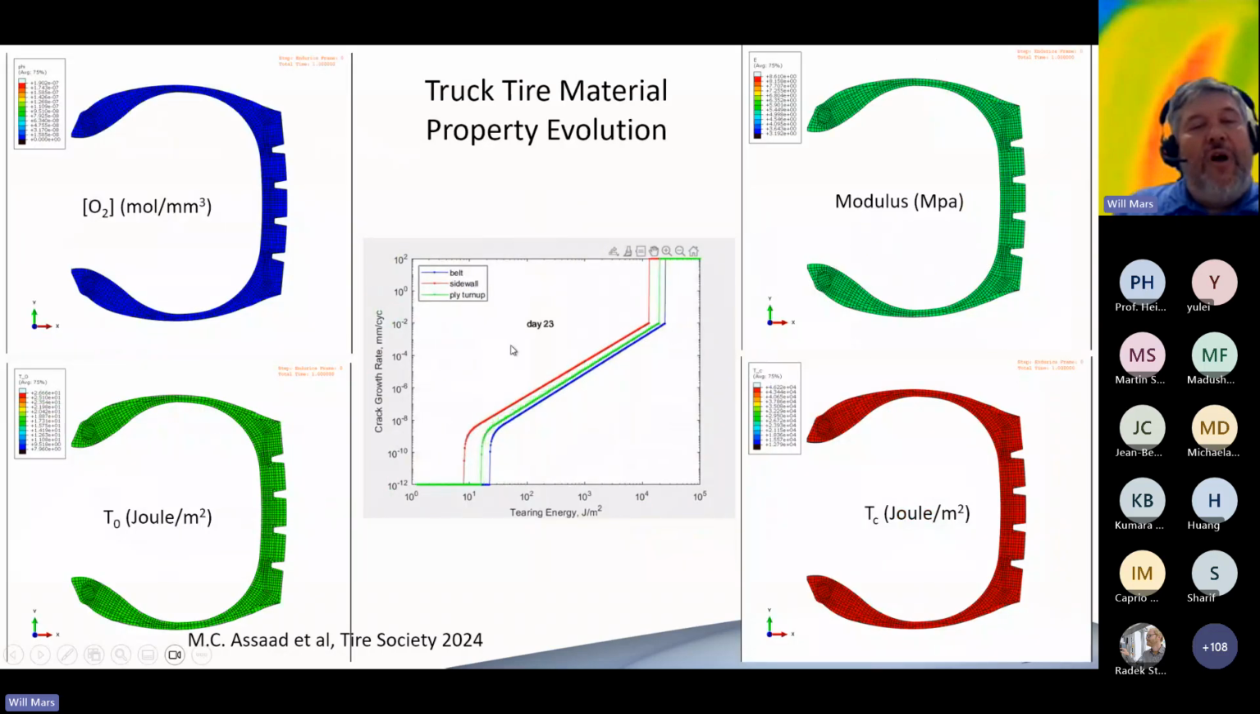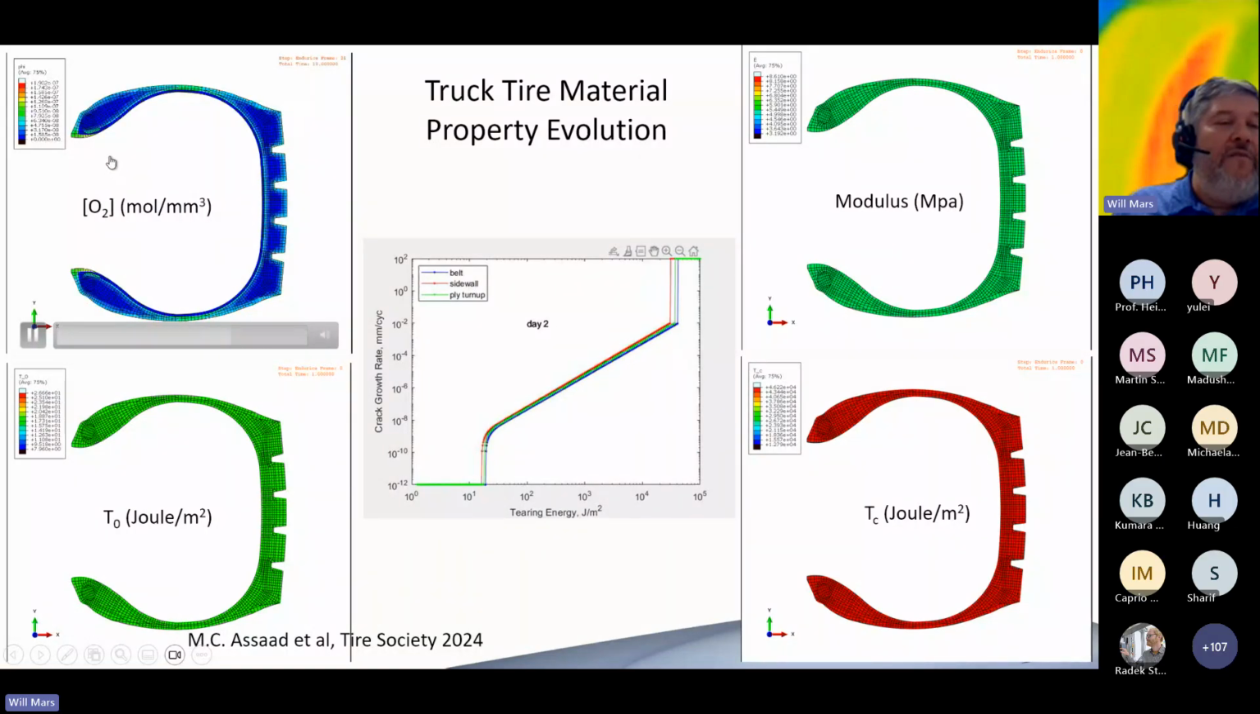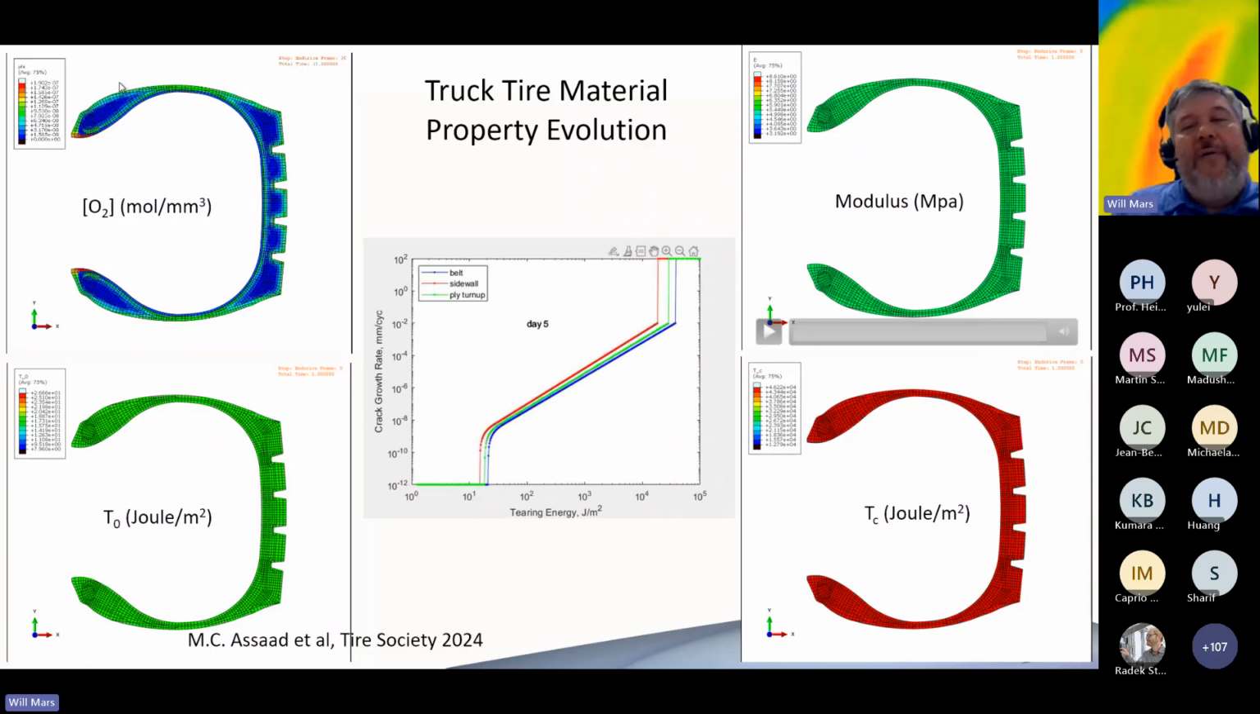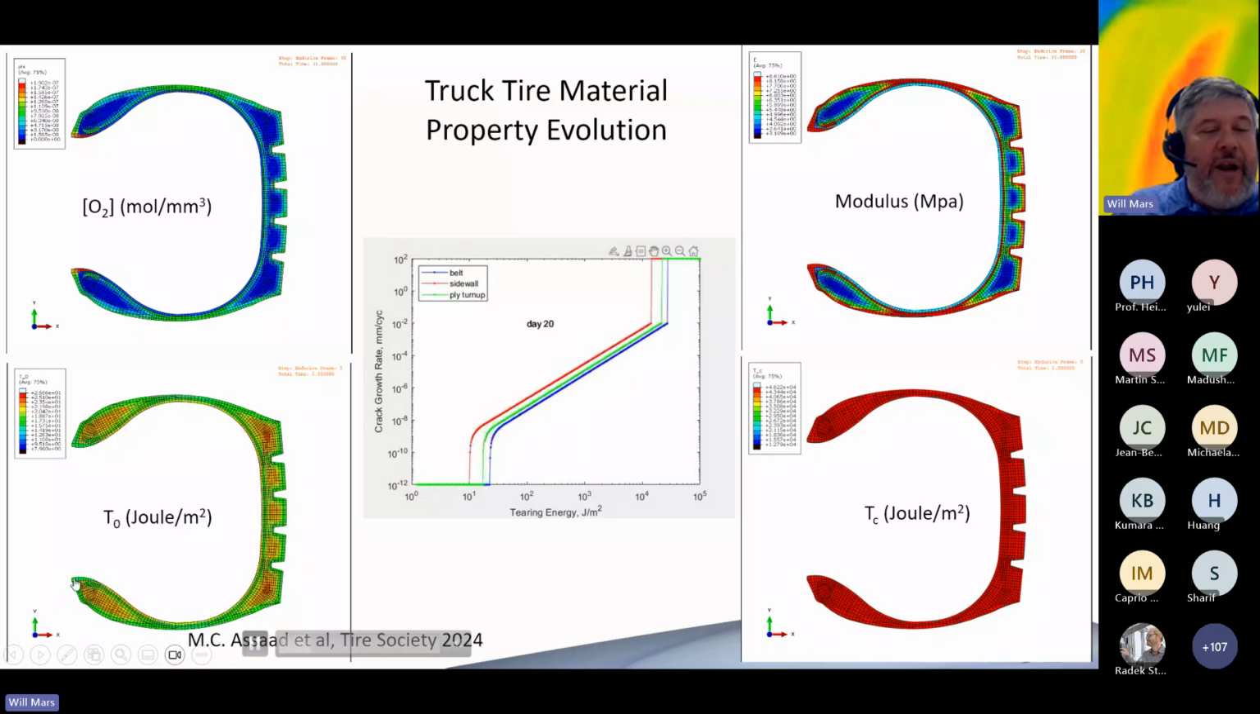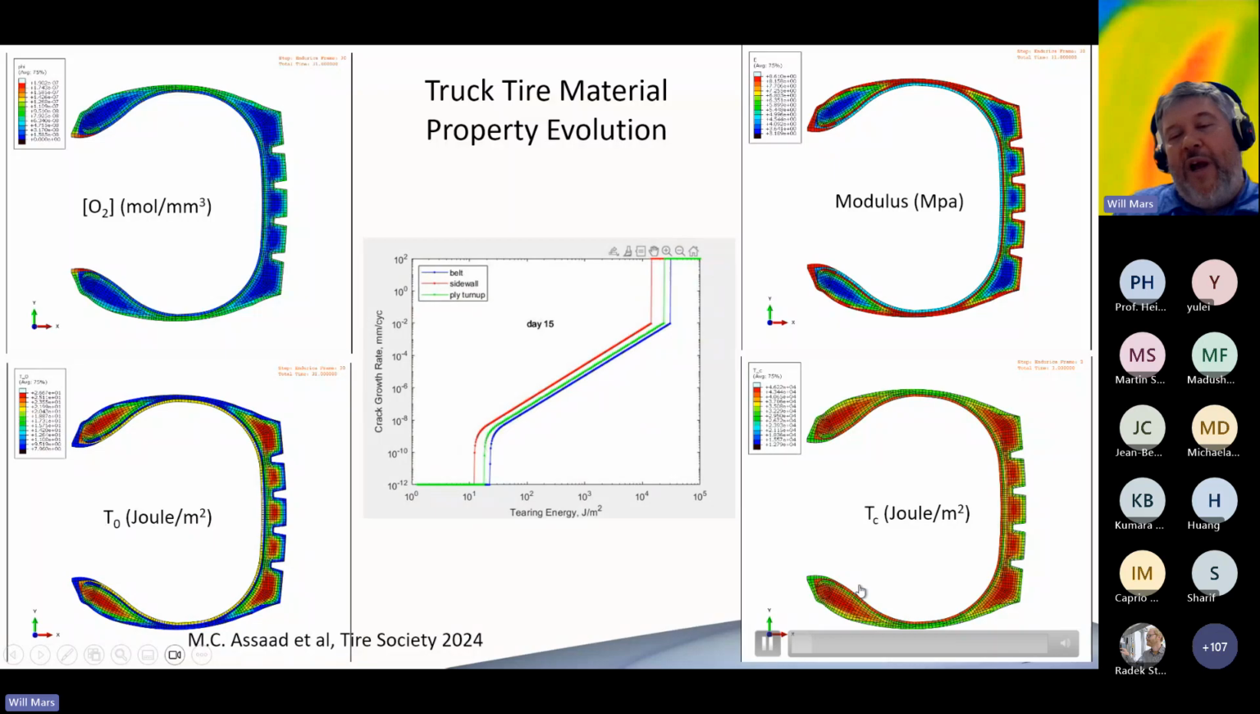And if we take all of those results and put them onto a tire model, then you get things like this. So up in the upper left, you're looking at the development of reacted oxygen over about 30 days of tire operation. You can see the outside edges get kind of crispy there. We also have on the upper right, you can see the stiffness of the rubber evolving due to that behavior. You can see on the bottom left the intrinsic strength of the rubber evolving, and on the bottom right, you can see the tear strength of the rubber evolving.